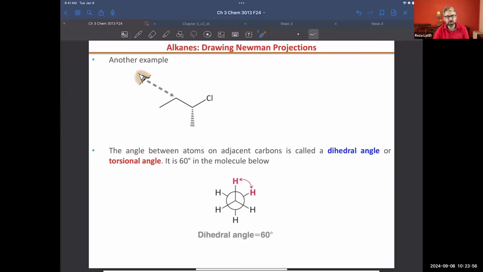Last lecture, I went through Newman projections and I showed you how to present an alkane molecule. Whenever we're talking about Newman projections, one fact that we really need to watch carefully is the dihedral angle between two adjacent substituents. The bigger the dihedral angle is, the more stable the system will be.